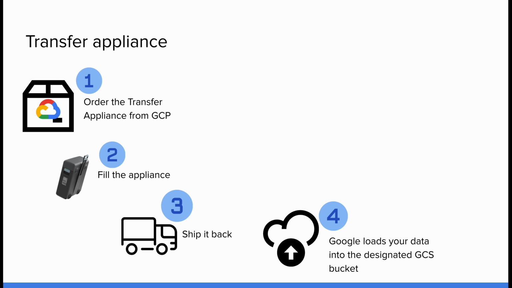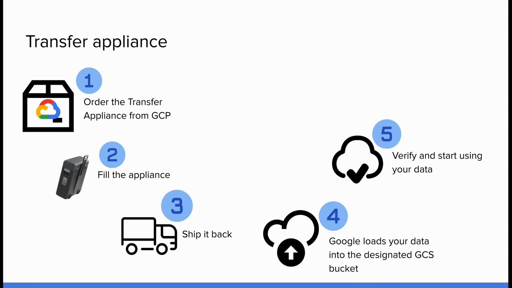After that, Google Cloud uploads your data into Cloud Storage, specifically into a bucket that you have designated. Your data is uploaded securely by Google and very efficiently to the cloud, from one of their data centers. And so it's ready to be accessed at that point. Finally, you can verify that your data has been successfully uploaded, and you can start using it as needed in the cloud once you finish verifying that it was uploaded correctly.